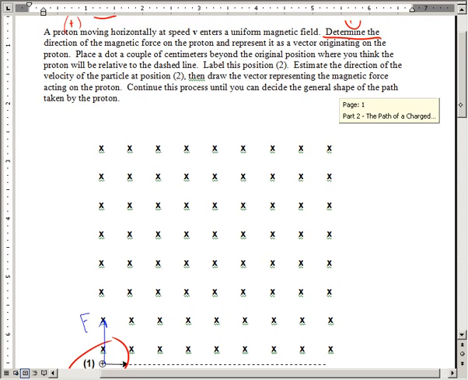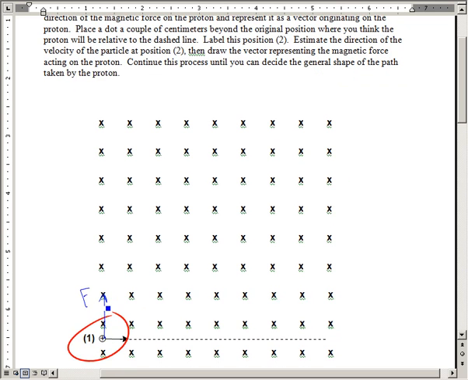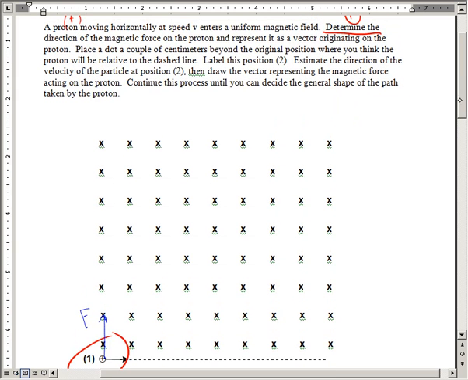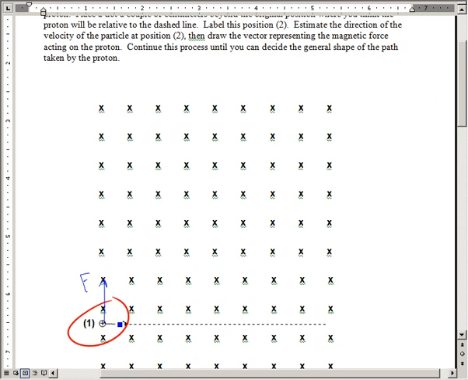But then here's what it says to do. Remember, I represented the force as a vector starting at the proton, so it's a vector, and it's positioned over here. Then it says, place a dot a couple of centimeters beyond the original position where you think the proton will be relative to the dashed line. The proton was moving to the right, and then it was given a force upwards. So where's it going to be now? Well, you're going to figure that out.